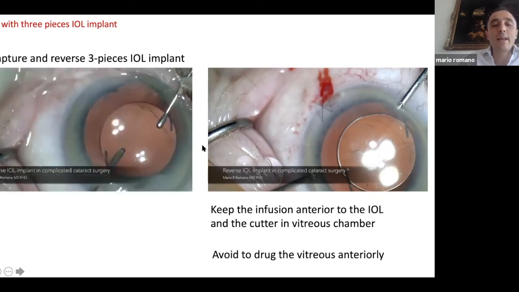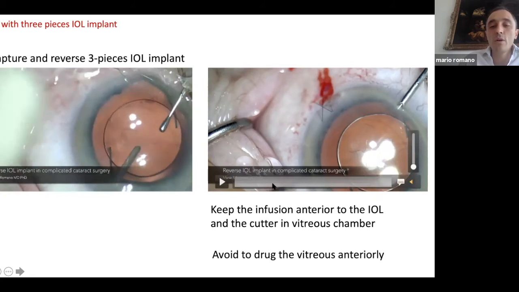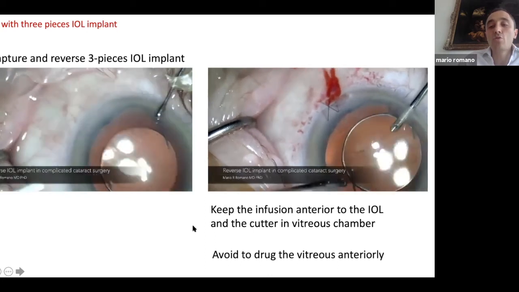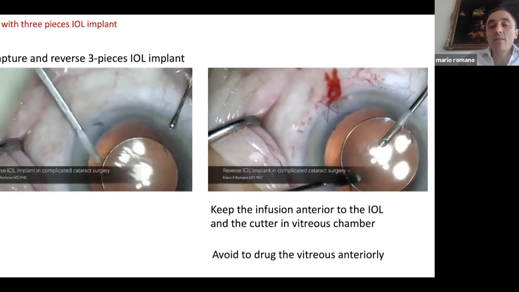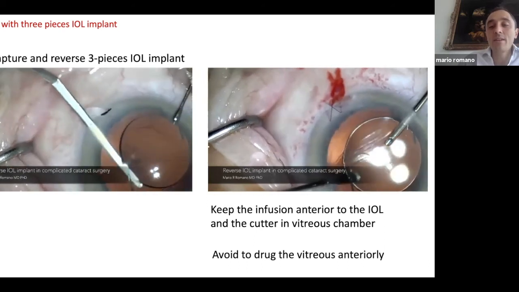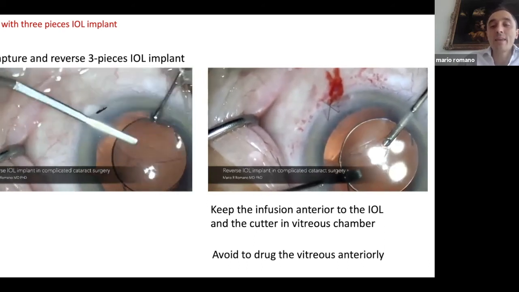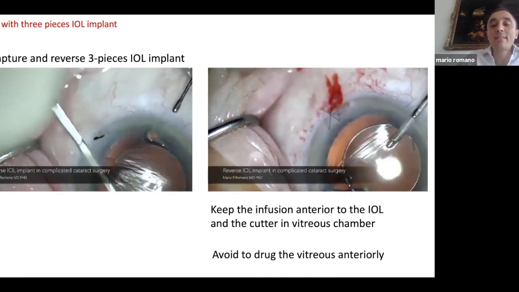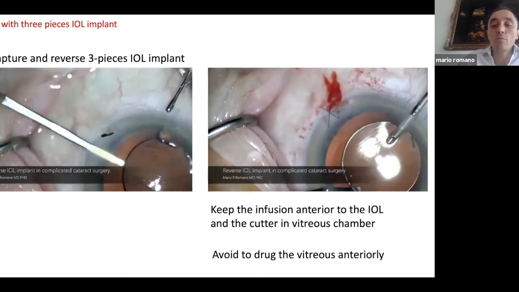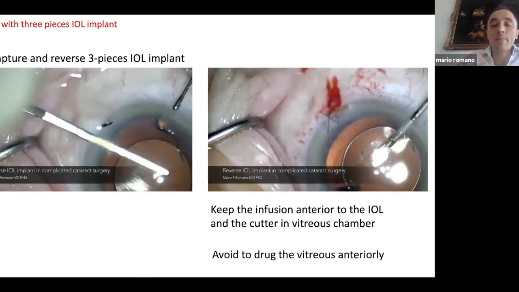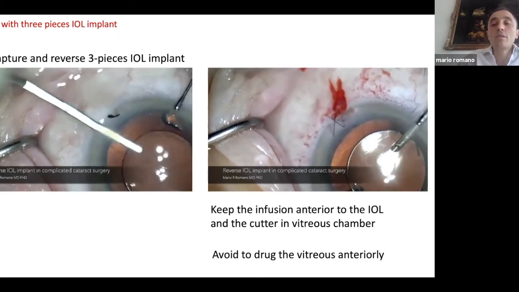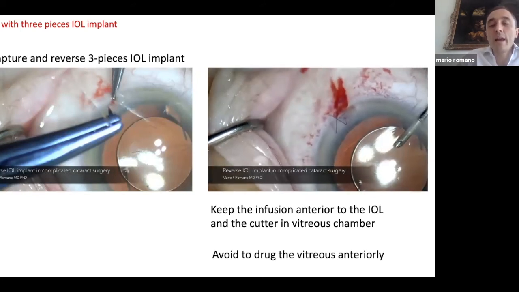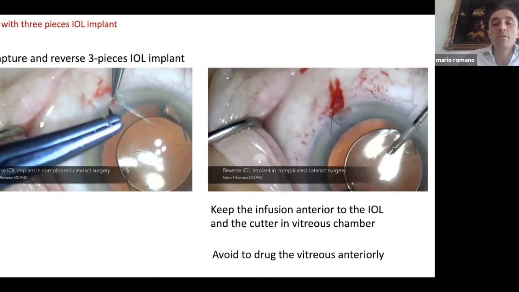And then I was also doing the vitrectomy, placing the infusion anterior to the IOL and the cutter under the IOL in the vitreous chamber. In this way, you can keep the infusion up and you can cut the vitreous instead of bringing the vitreous into the anterior chamber. So use the IOL as a barrier between the anterior and the posterior chamber.